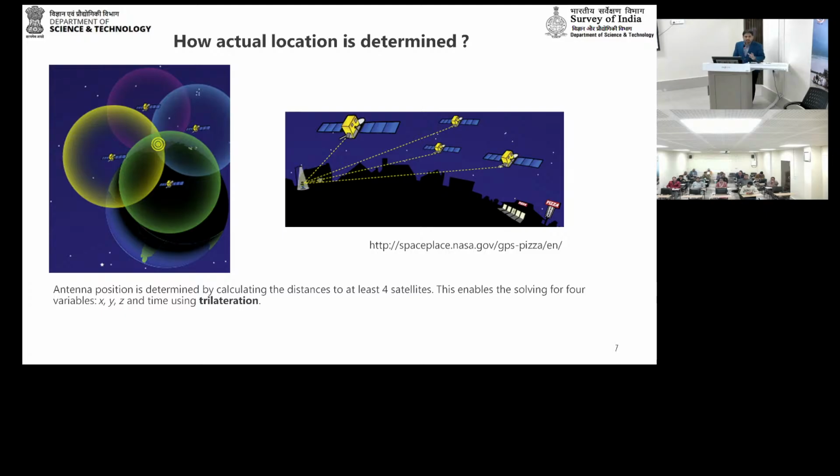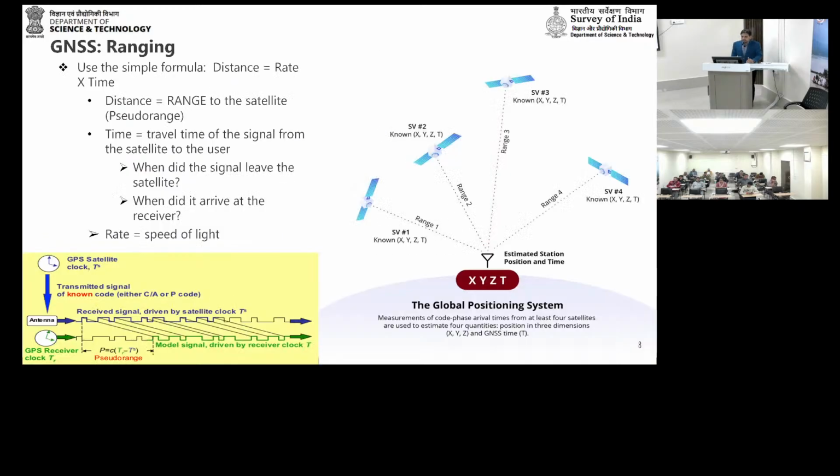Means we get the location of the satellites, and we get the range of the point from the satellites, and this helps to get the location of the antenna point. Distance can be calculated as the speed of light multiplied by time, meaning the time taken by the signal to reach the user location from the satellite, and then with the speed of light we can get the range.